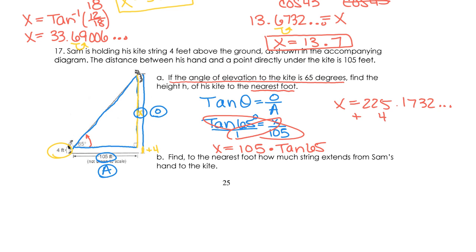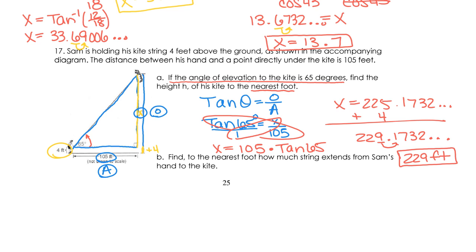We had to add 4 to it. So we'll add 4 to it, and we end up with 229.1732 dot, dot, dot. And now we can go back up and say, oh yeah, nearest foot. So underline the 9, but look at the 1, and it won't move. And so we'll say that the height of our kite is equal to 229 feet.